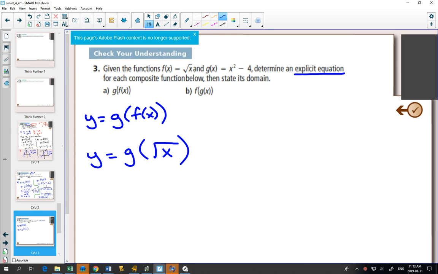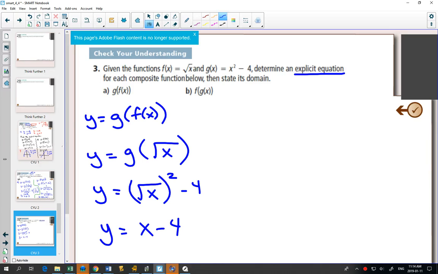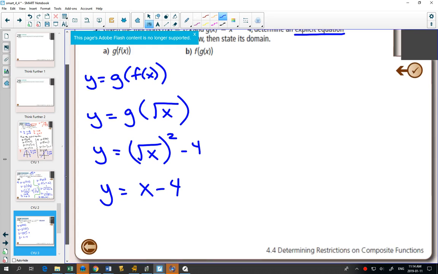And now, g of the square root of x is equal to the square root. Whatever you put into g gets squared, minus 4. Just becomes x minus 4. But this is one we're going to have to be careful with because it says state the domain. And everybody's going to be tempted to do this, and it's wrong.